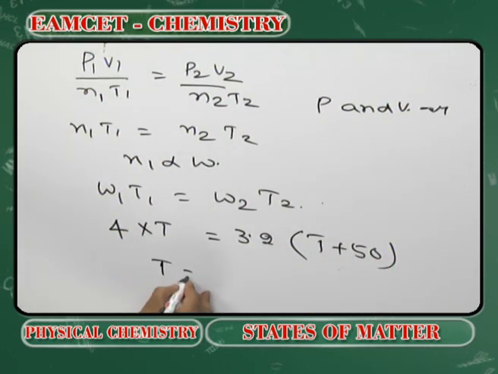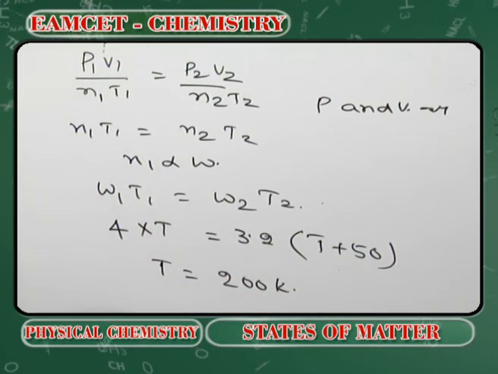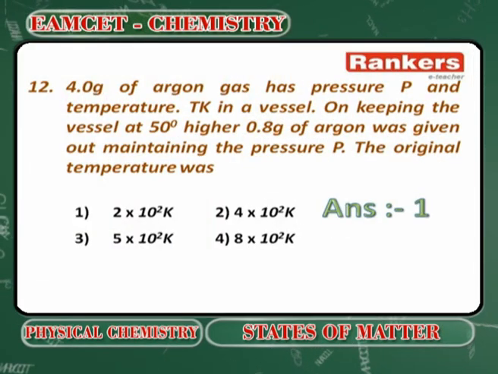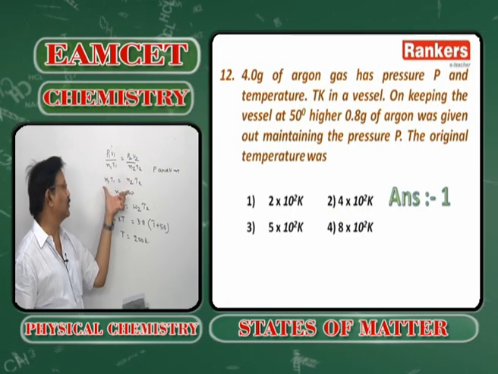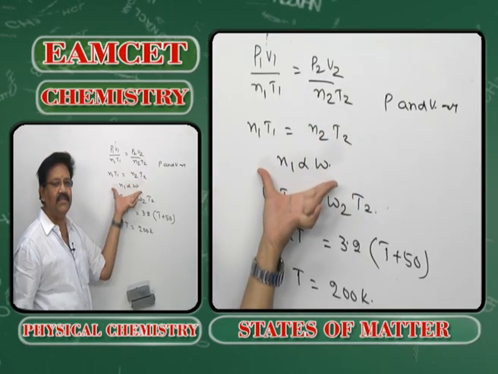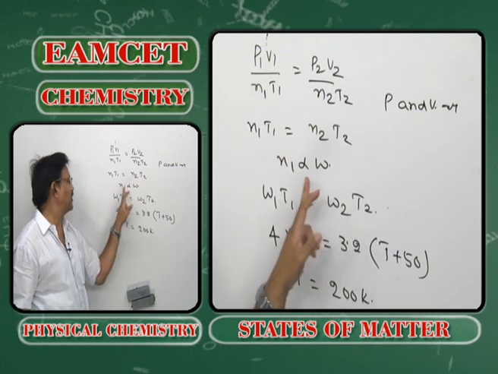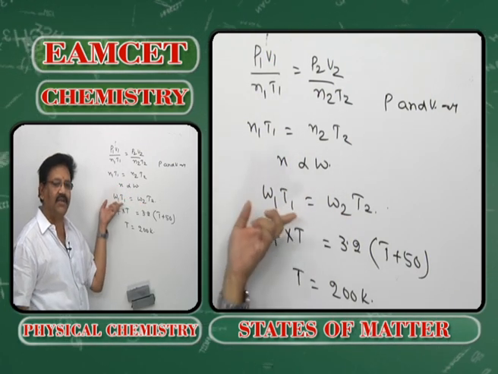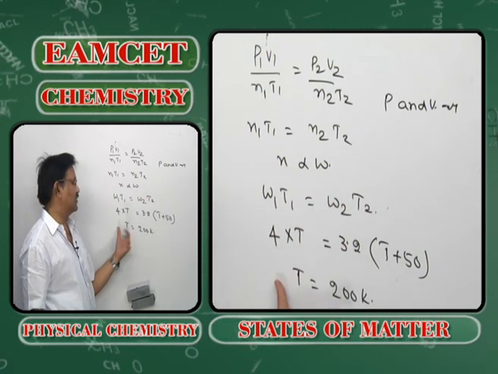Solving, T is equal to 200 Kelvin. Option 1 is the answer. Here, what are the parameters that are kept constant? Pressure and volume. Then this relation will be reduced to N1 T1 is equal to N2 T2. For the same gas, since molecular weight is same, number of moles will be proportional to the weight. Then the final equation is W1 T1 is equal to W2 T2, and this is the relation.